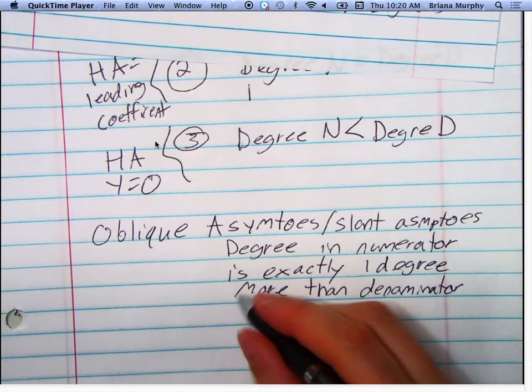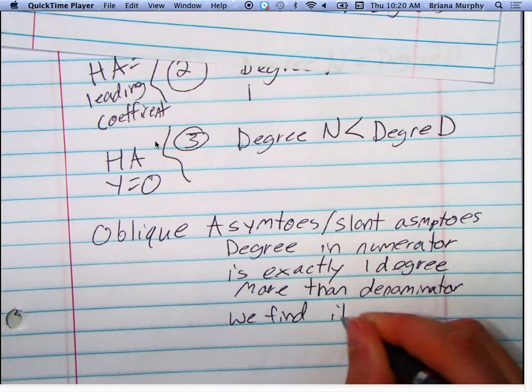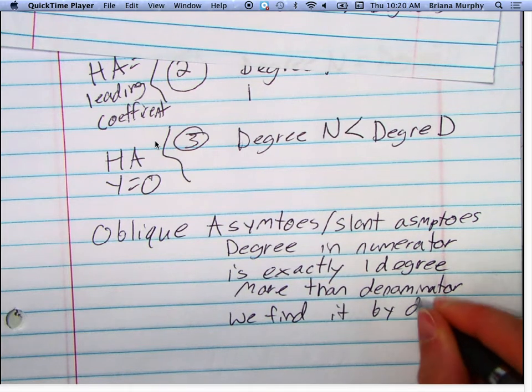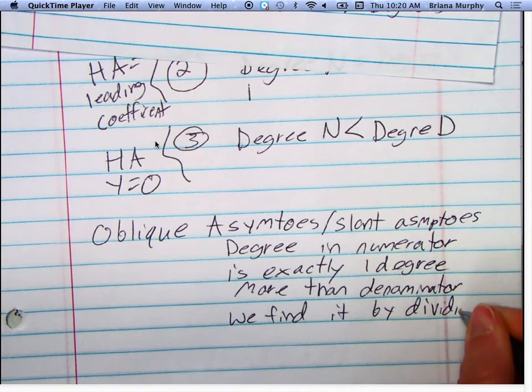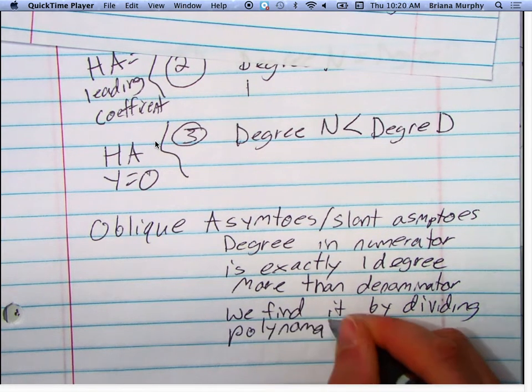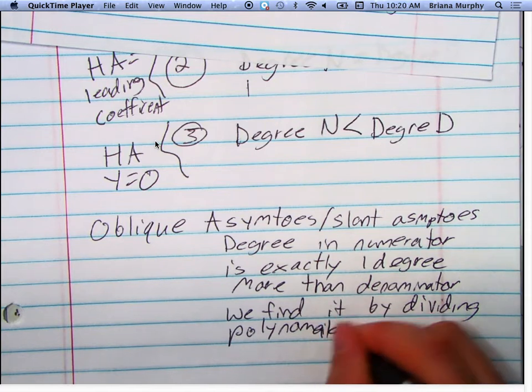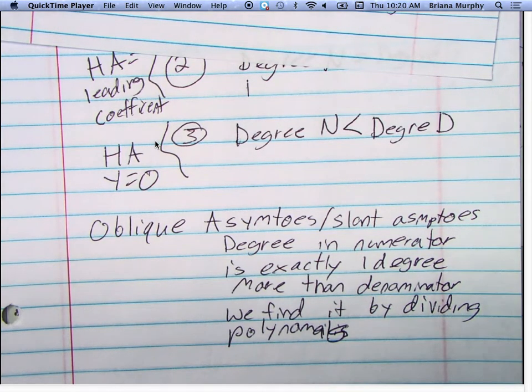And we find it by dividing polynomials. And we are going to learn that on Monday. Oh, I can't spell it. Okay, so today we're just going to say if the one exists, and I'm going to tell you what it is, but on Monday and Tuesday we're going to actually find it.